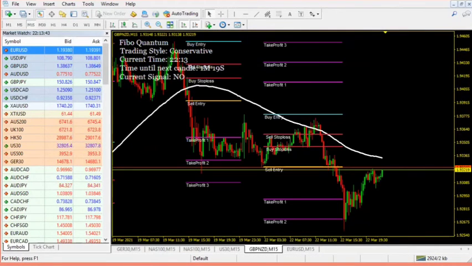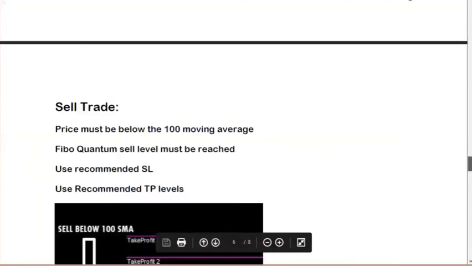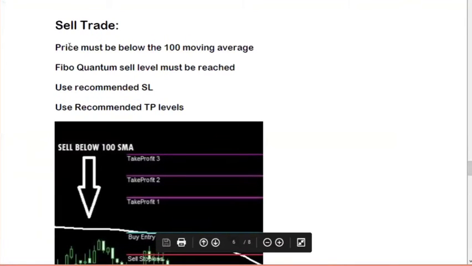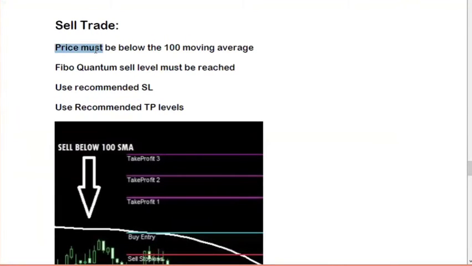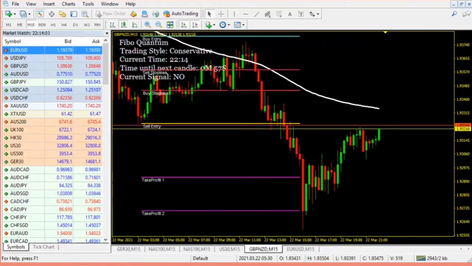And then let me show you an example of a sell trade. Let's just look at the picture now. Here's a sell trade, guys. For a sell trade, the opposite must happen. Like I said, price must be below the 100. The sell price must be reached, and then you can use the stop loss. You can use the TP. All right, very simple. The same rules every single time.